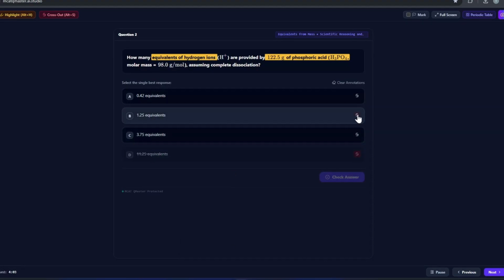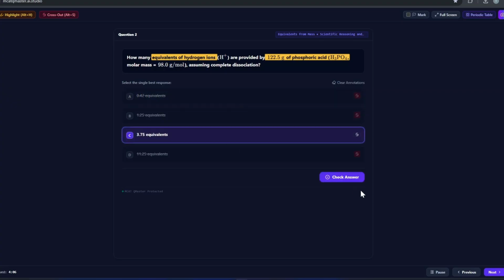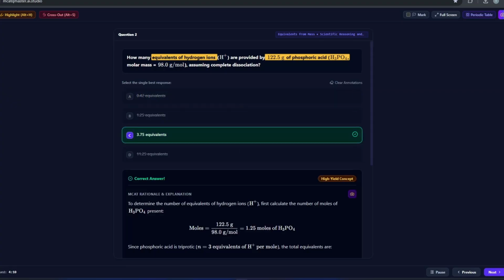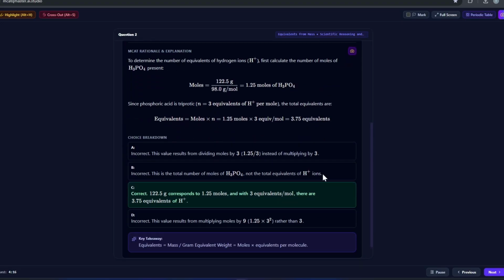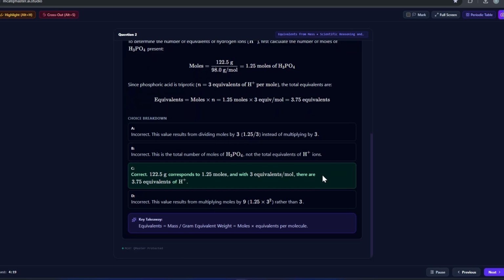But let's just try. We're going to strike through these because sometimes, process of elimination, you might need that, especially for the car section. And there we go. We got the correct answer. Right. So then it gives you the solution here.